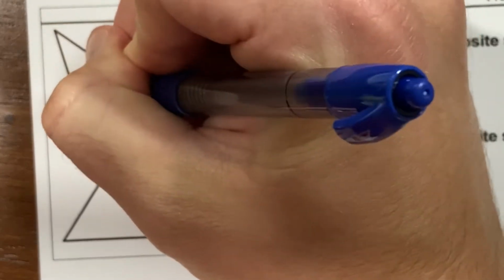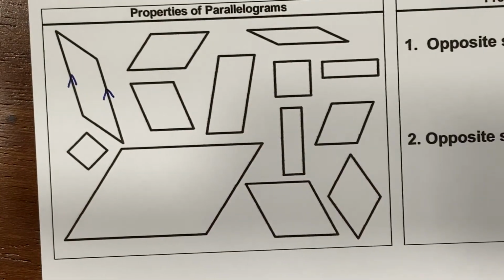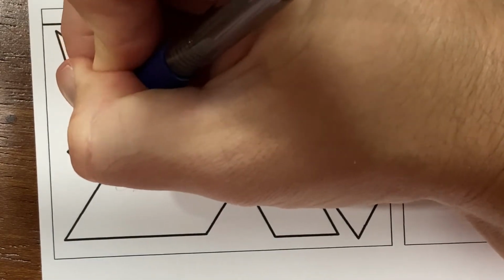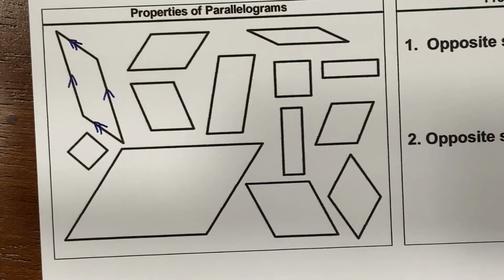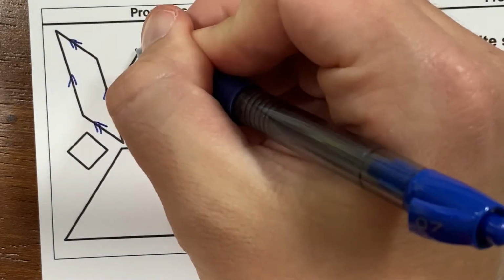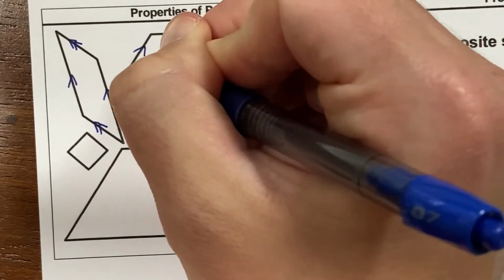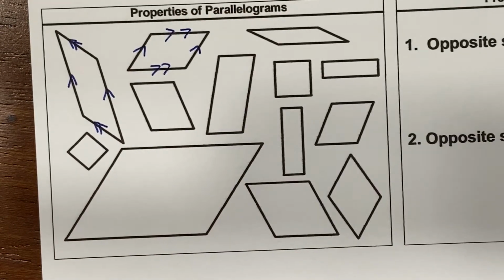The way that we write that is we would draw arrows to say that those opposite sides are parallel, and then we would put two little arrows right there to show that those sides are parallel. You could do that on any of these. I mean, like right here. Those sides are parallel, and those sides are parallel.